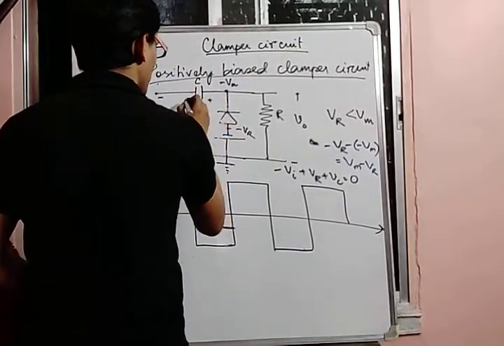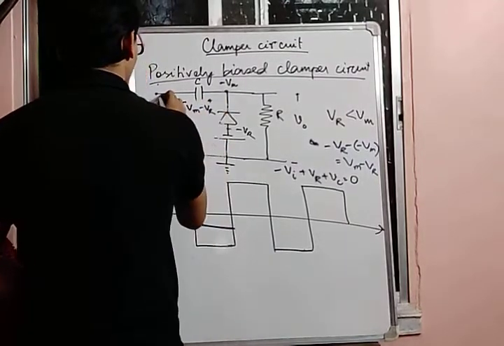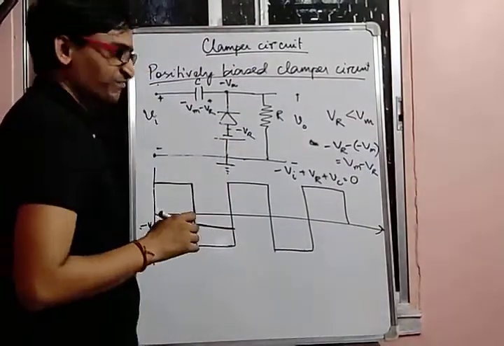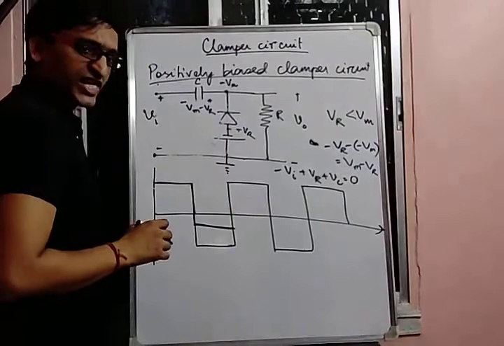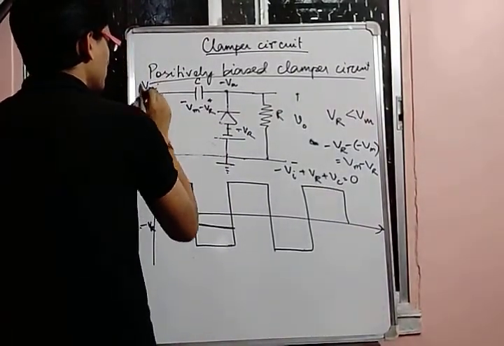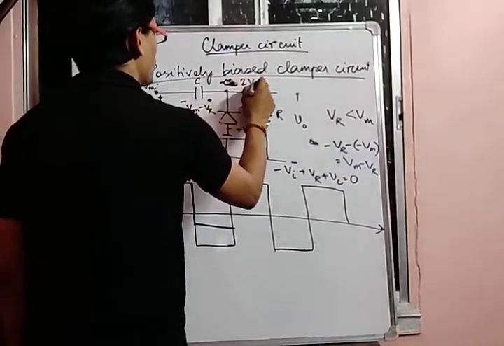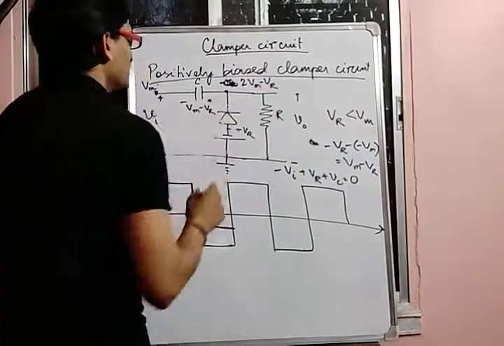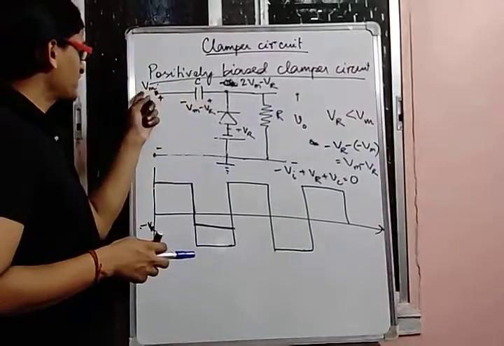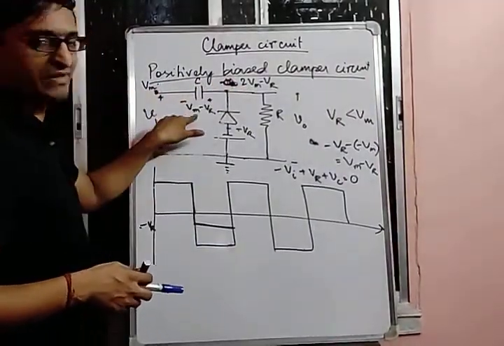So this one was plus, this one was minus, and it was VM minus VR. So during the positive half cycle, what will happen? Suppose this is 0, this is minus VR, and this voltage is VM. If this voltage is VM, then how much will be this voltage? This voltage will be 2 VM minus VR, because the difference should be VM minus VR. So if this one is VM, then this one has to be 2 VM minus VR, so that if I subtract them, I will get VM minus VR.